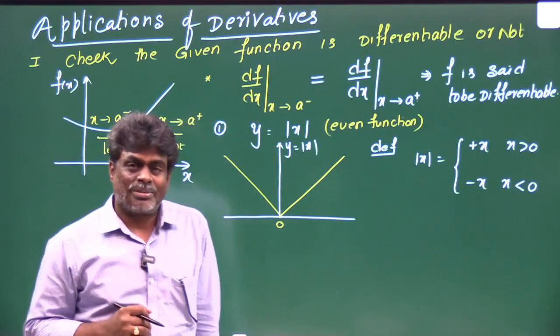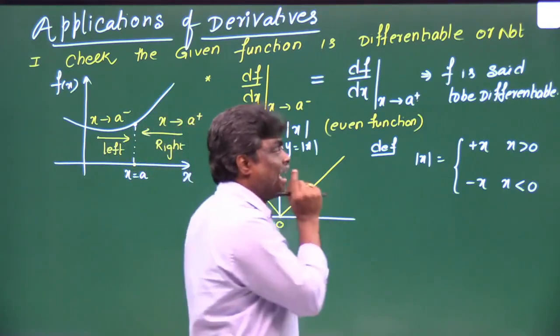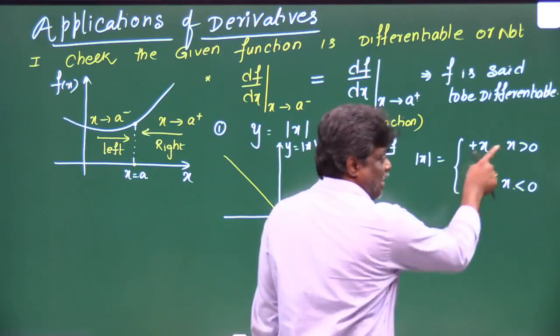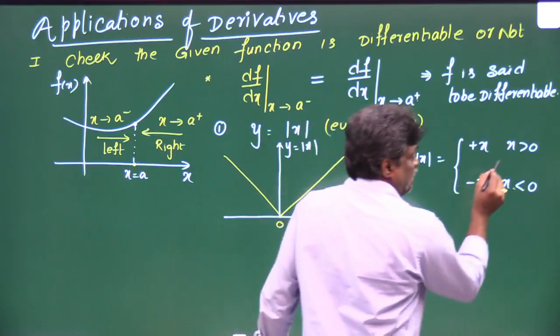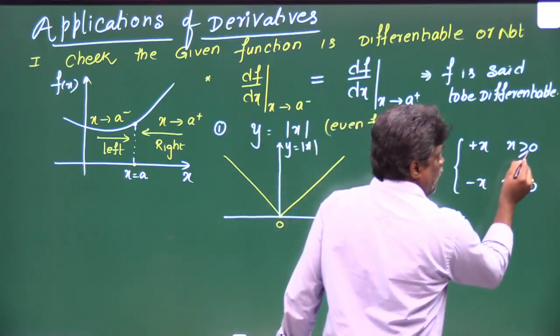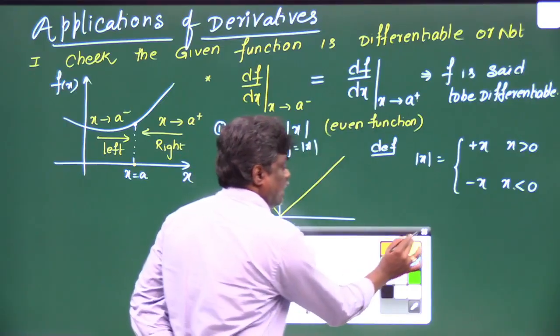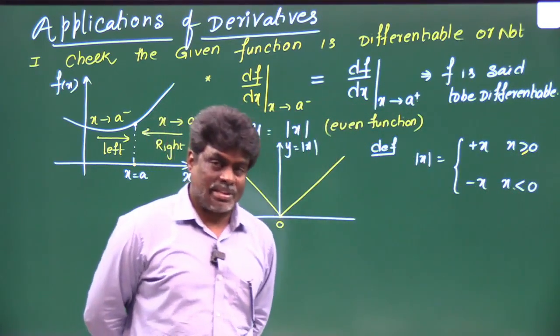Now you have a doubt. At x equal to 0, what is mod x? Where do I have to include it? Whether I have to include x less than or equal to 0 or x greater than or equal to 0. Remember, in the mod x definition, x greater than or equal to 0. I repeat, x greater than or equal to 0. That is plus x.